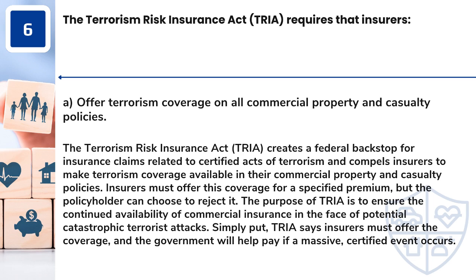Answer: A. Offer terrorism coverage on all commercial property and casualty policies. The Terrorism Risk Insurance Act, TRIA, creates a federal backstop for insurance claims related to certified acts of terrorism and compels insurers to make terrorism coverage available in their commercial property and casualty policies. Insurers must offer this coverage for a specified premium, but the policyholder can choose to reject it. The purpose of TRIA is to ensure the continued availability of commercial insurance in the face of potential catastrophic terrorist attacks. Simply put, TRIA says insurers must offer the coverage, and the government will help pay if a massive, certified event occurs.